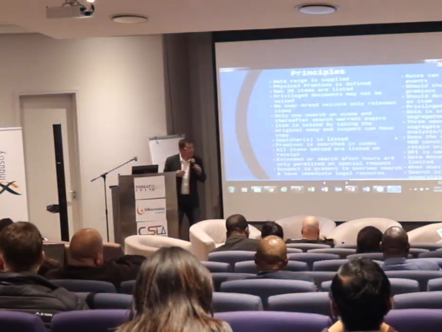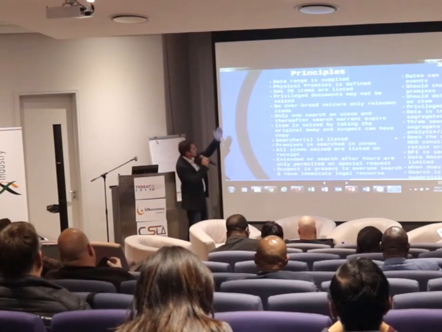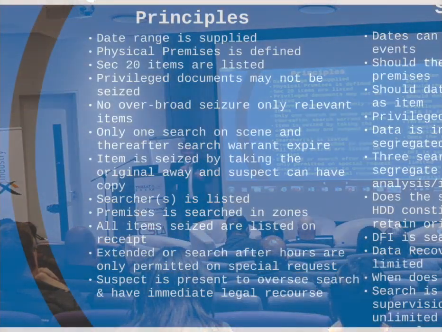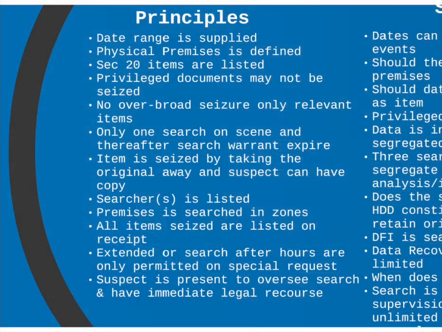So we're sitting with a situation that if we look at physical search and seizures, a policeman needs to define the date range. I'm looking for invoices from this date to this date, or crimes from this date to this date. Physical premises is defined. It needs to define the item that they're going to seize, a bloody knife or a dacha or whatever. Privileged documents may not be seized. Privileged documents, communication between you and your lawyer. No overbroad seizure, only relevant items may be taken. Only one search of the scene, and thereafter the search warrant expires.